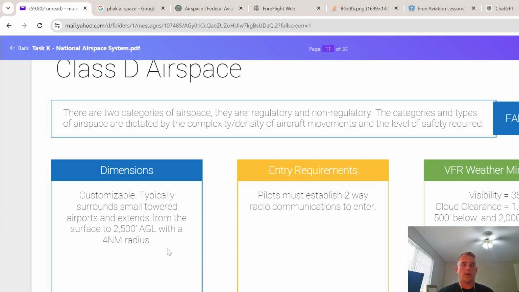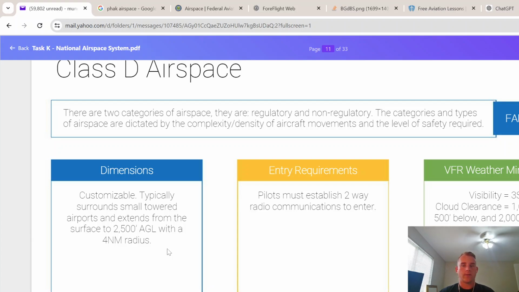Entry requirements. What is the equipment required for Class Delta airspace? You just need a 2-way radio. That's it. You don't need a Mode C transponder. You don't need ADS-B out. You just need a 2-way radio. Because in order to enter Class D airspace, you need to establish 2-way radio communications, which means you need to hear your tail number back.